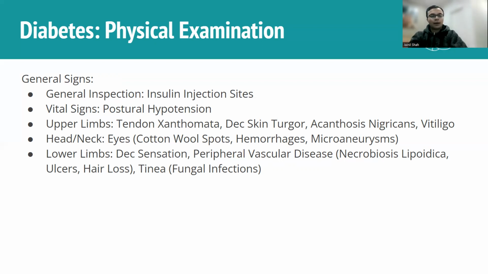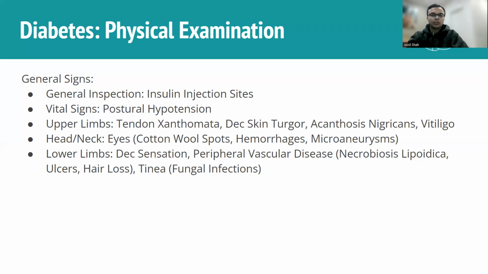With the lower limbs, like we said before, because of the neuropathy, you might have decreased sensation. And because of peripheral vascular disease, you can often get some changes like necrobiosis lipoidica. Search that up on the internet. It's a bit of a gruesome image, but I think it's important to know what it looks like because, again, you might get the odd image here and there in your exam.